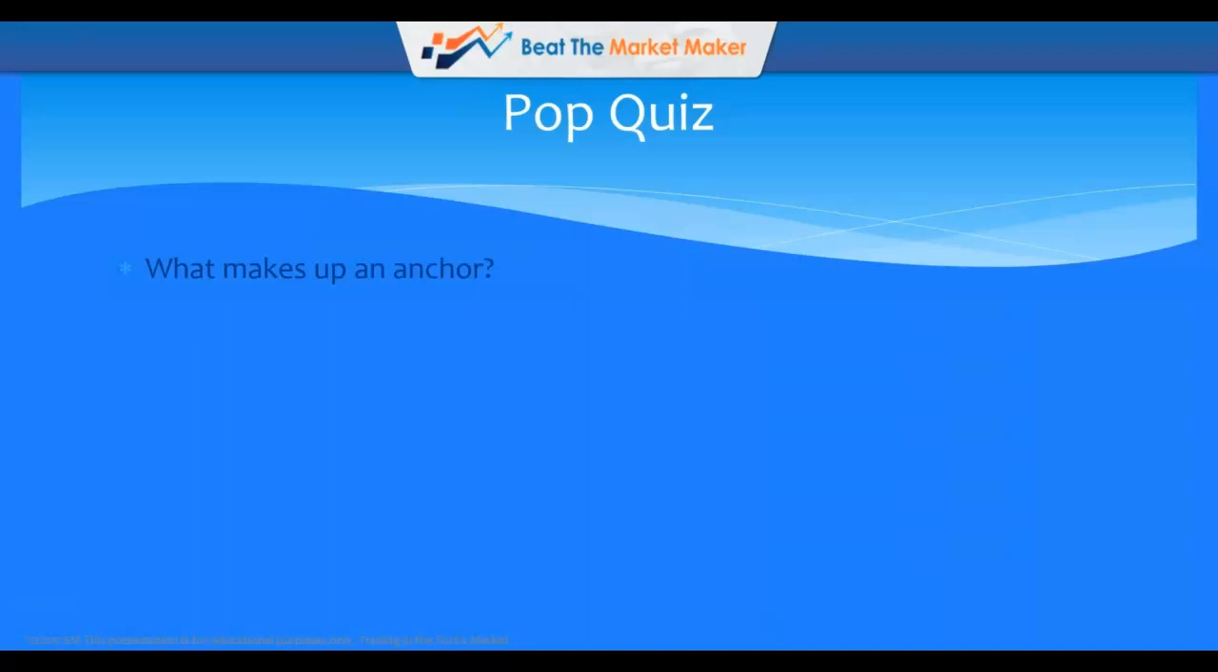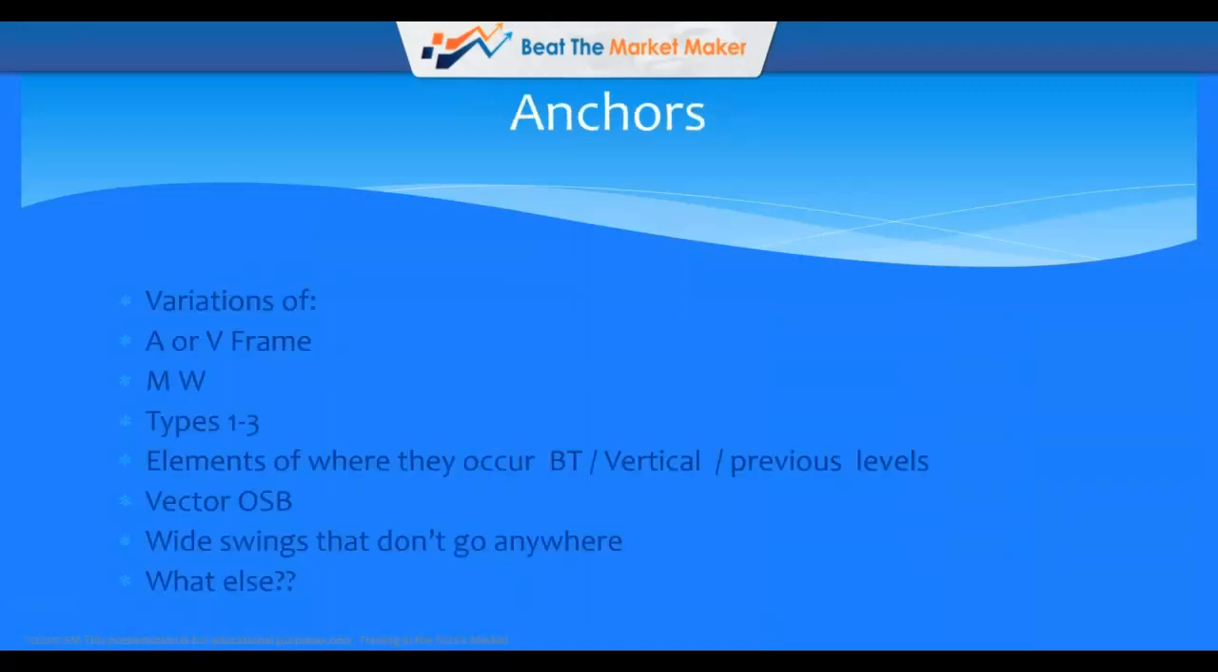This is really the foundation of the daily cycle. You should have this nailed, right? It's variations of these things always, because it's never the same. But it's variations of A or V frames, right? Or M or W. Okay, what does that look like? There's types 1 through 3, how they accumulate, how they run the stops.